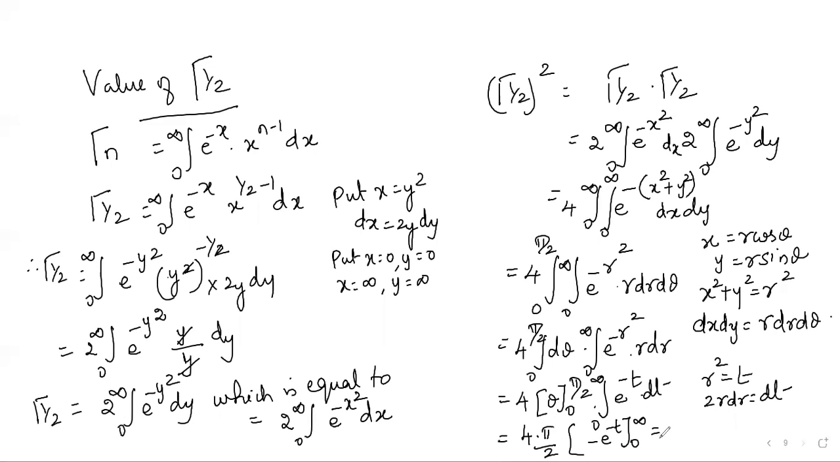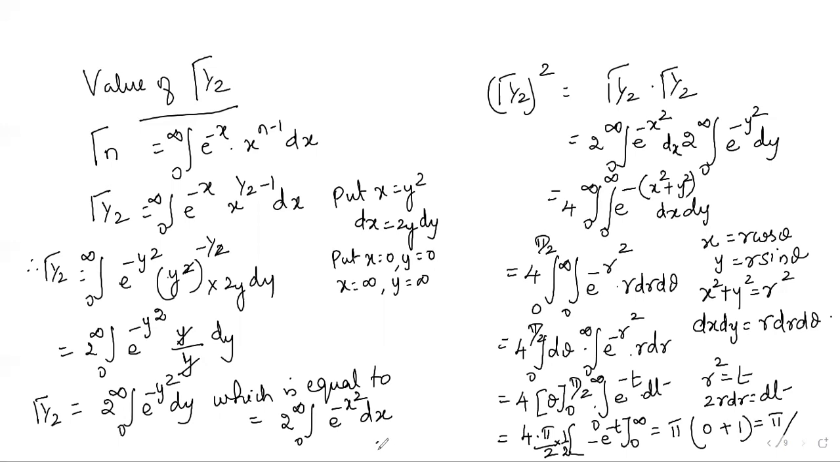Cancelling this, with r dr, another 2 I'll be getting. So 2 into 2 is 4, and 4 will get cancelled. Therefore pi into, substitute the upper limit, e power minus infinity will become 0. Then minus, into minus, a plus, lower limit e power 0 will become 1. Therefore the value of gamma half the whole square is equal to pi.